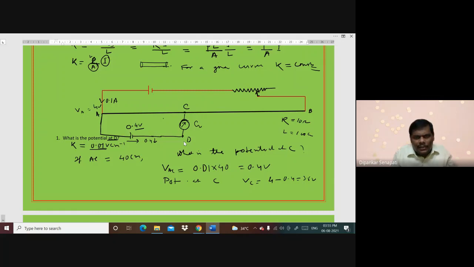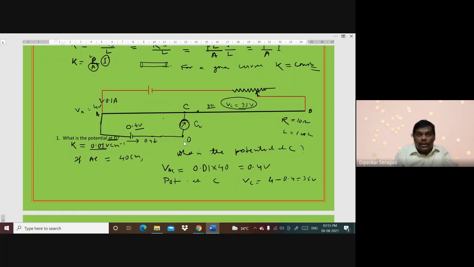if we move this point C a little, then what happens? The potential drop will be more. Suppose this is 50 centimeters. If it is 50 centimeters, then the potential here, that is VC, will be equal to 3.5. You try to calculate this. How is it 3.5 volt? Now it is 3.5 volt, and here it is 3.6 volt. This means a potential difference arises between D and C, and current will flow from D to C.